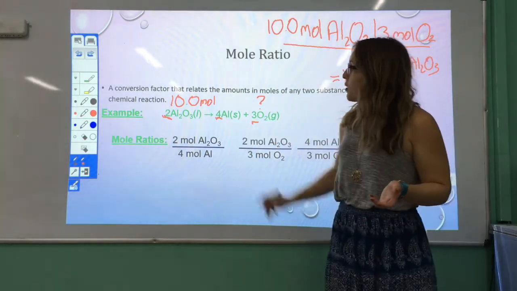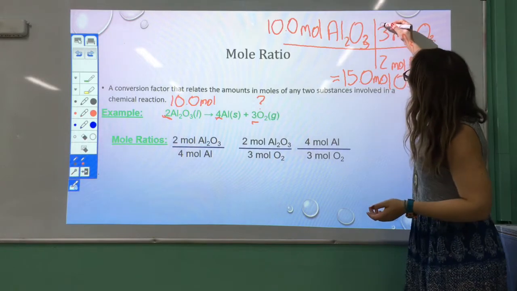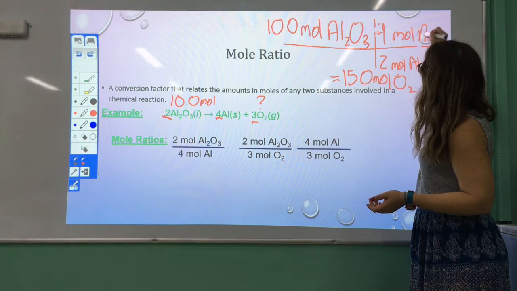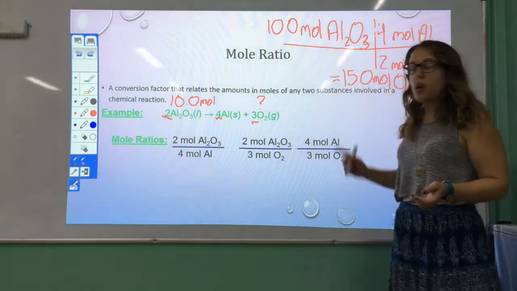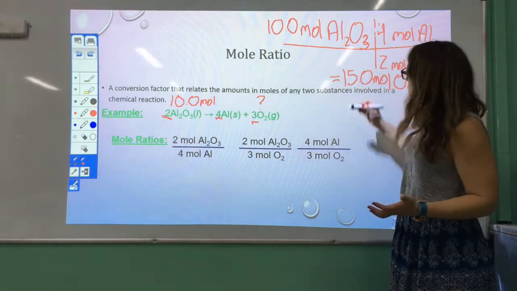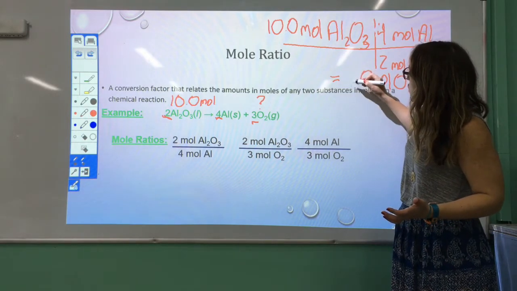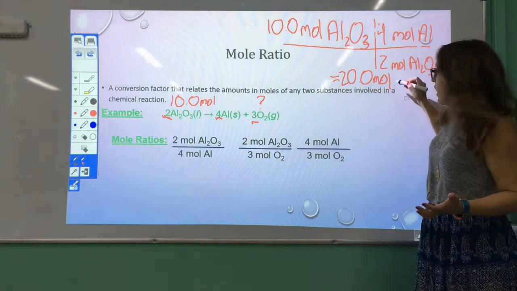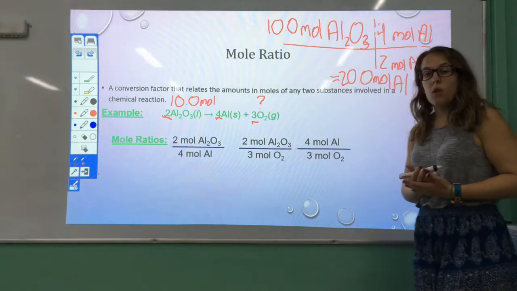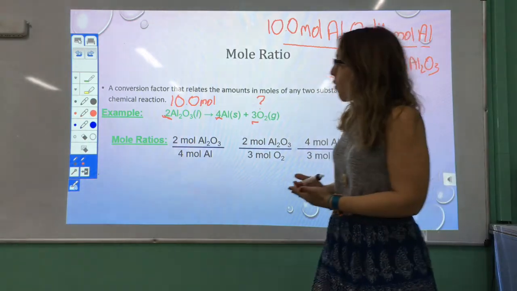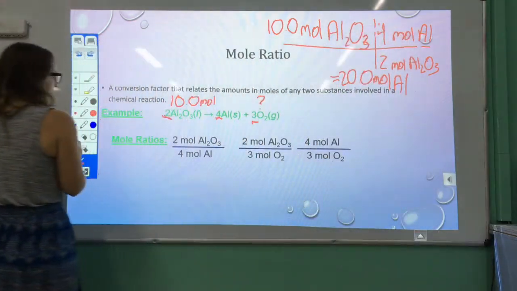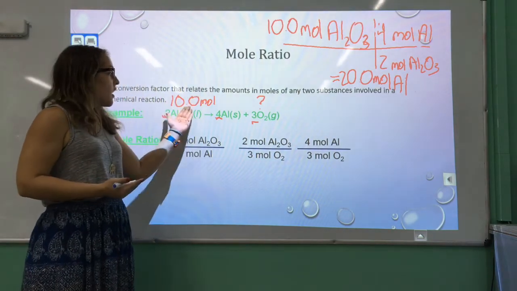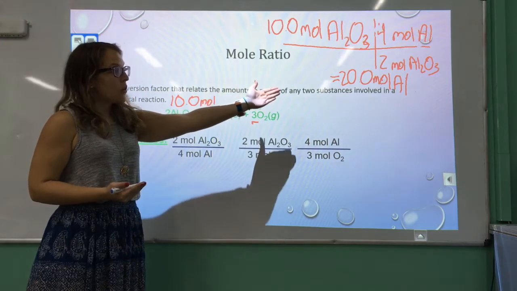Well, what about aluminum? We could erase this and say 4 moles of aluminum. 10 times 4 is 40, divided by 2 is 20. So that gives us 20 moles of aluminum. So we see that's the mole-to-mole ratio, and that is how we figure out the moles. If we are given an amount in moles, we go to an amount in moles.